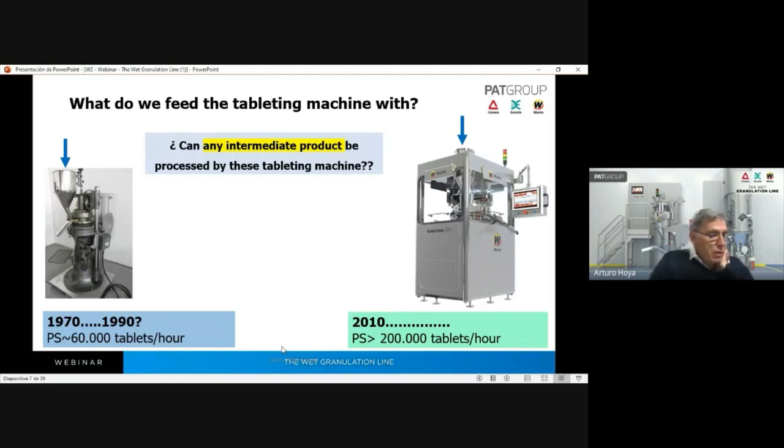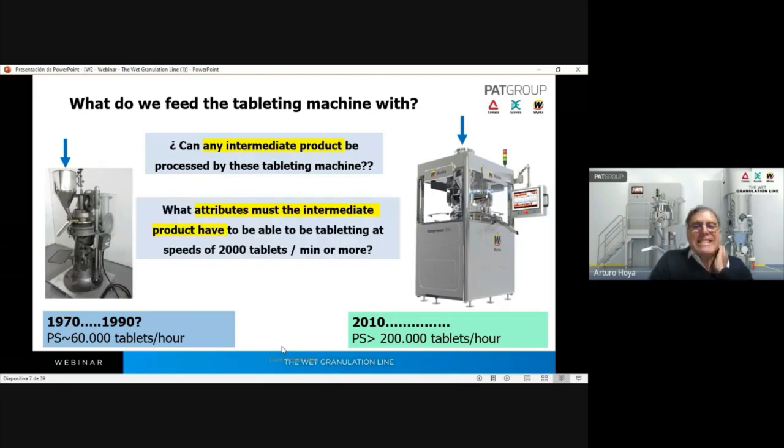So, what attributes must the intermediate product have to be able to be tableted at high speed? High speed means, for example, 2,000 tablets per minute or more. This question is very important, because we need to obtain the best intermediate product that can be tableted at very high speed. 3,000 tablets per minute, 4,000 tablets per minute are the figures that today are possible to obtain.